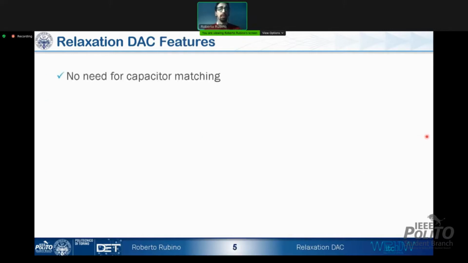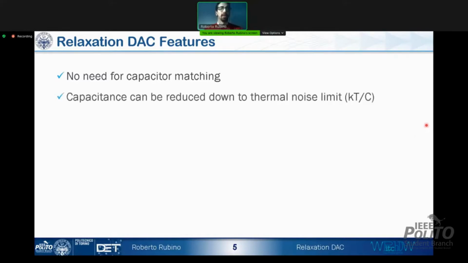The features of the Relaxation DAC are that there is no need for capacitor matching, unlike what happens in other capacitor-based DACs, like switched capacitor DACs. So the capacitance can be reduced down to the thermal noise limit, leading to high energy efficiency for conversion.